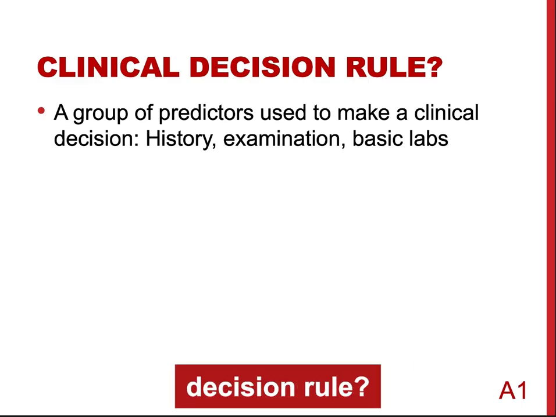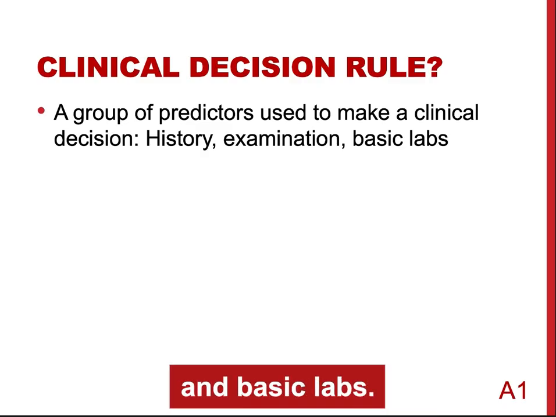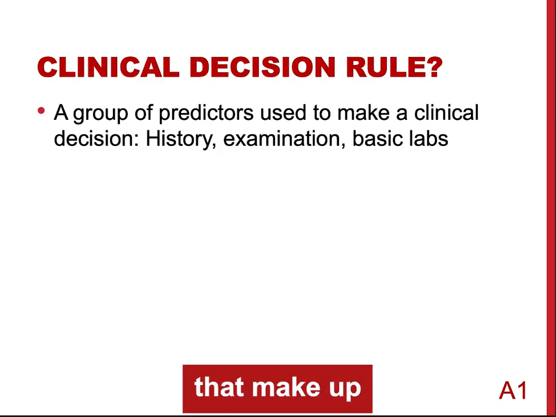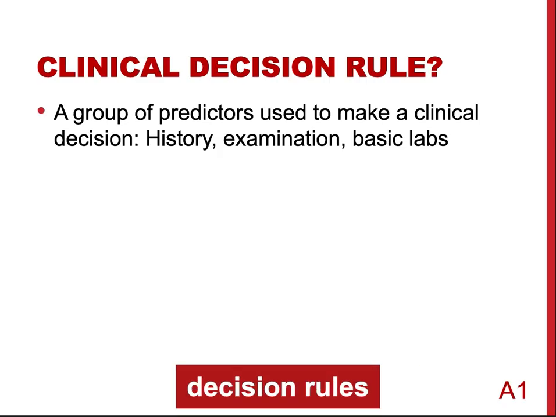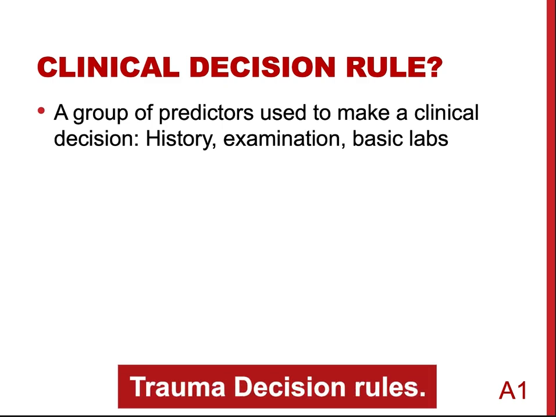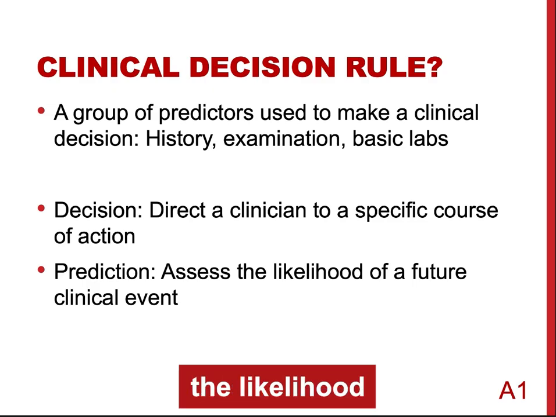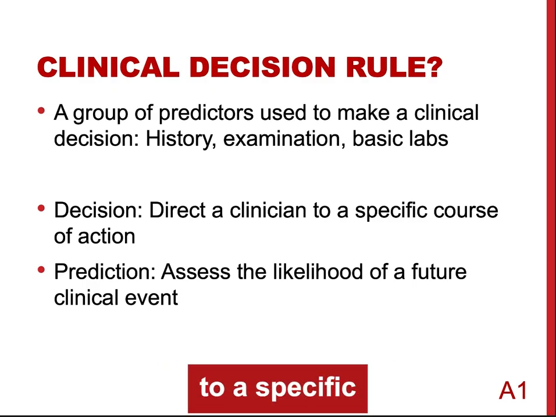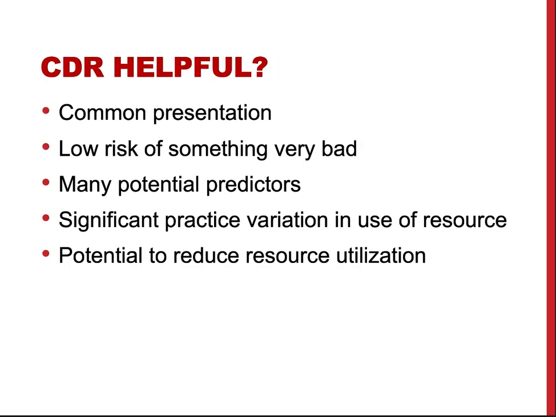So, what is a clinical decision rule? A clinical decision rule is a group of predictors used to make clinical decisions. They may include elements of the history, physical examination, and basic labs. In essence, the parameters that make up the rule can be thought of as a diagnostic test. Examples of clinical decision rules include the Ottawa ankle rules and the PECARN head trauma decision rules. Clinical prediction rules assess the likelihood of a future clinical event. Clinical decision rules direct a clinician to a specific course of action. These terms are often used interchangeably.